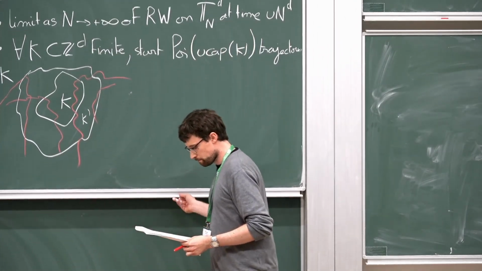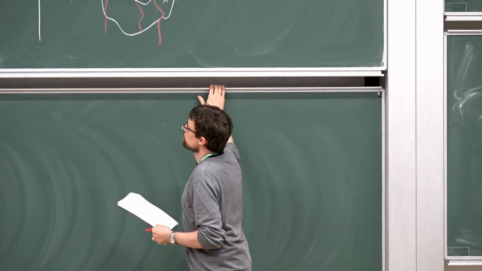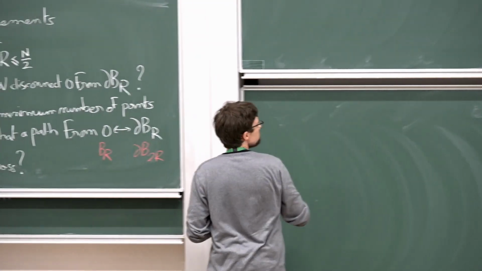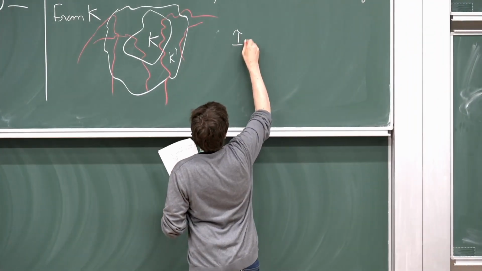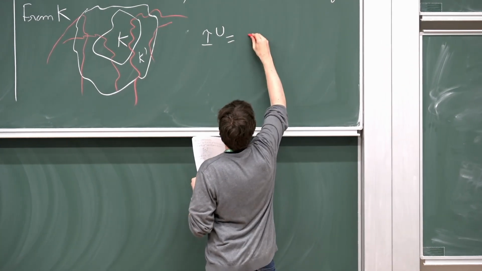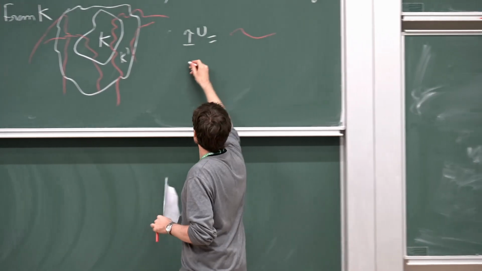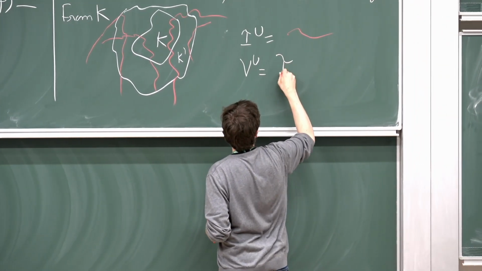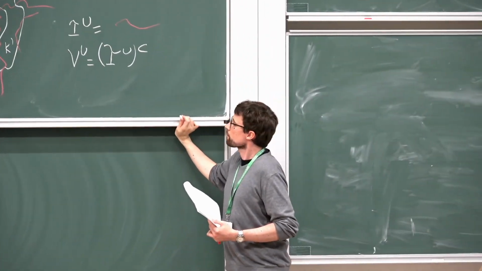And so, to make my correspondence above a bit more precise, let me first introduce some notation. I^u, these are all the points which are hit by one of the random walks. So these are just all my red points here on my drawing. And V^u, this is the limit of V^{u}_n, so this is just the complement of I^u. So these are all the points which are not hit by any of my trajectories.